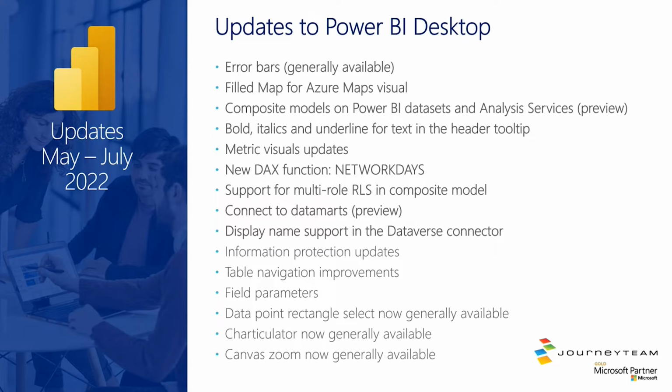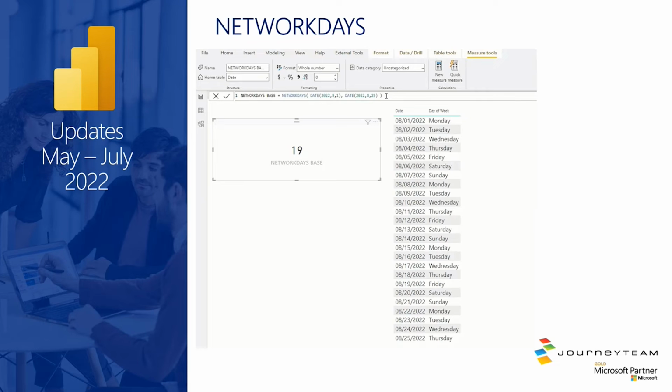Table navigation has some improvements as well. Field parameters, which we'll go into later, are very exciting for increasing the usability of Power BI reports for your users. You can select multiple data points with your mouse. That's now generally available. Charticulator is now generally available as well. And Canvas Zoom is now generally available, which is super exciting. And with that, let's go into more detail on Net Workdays.